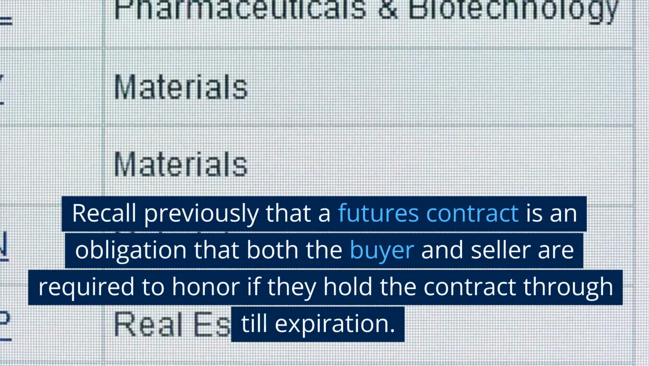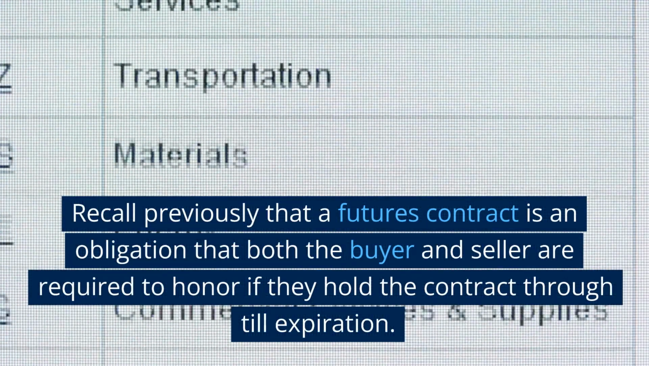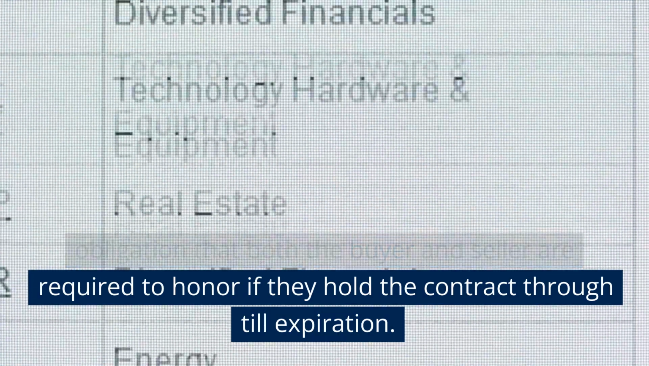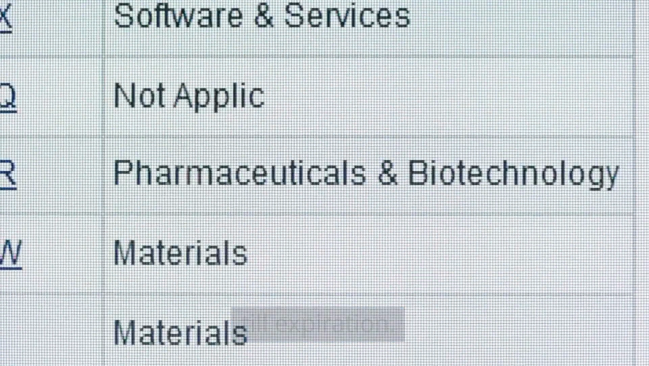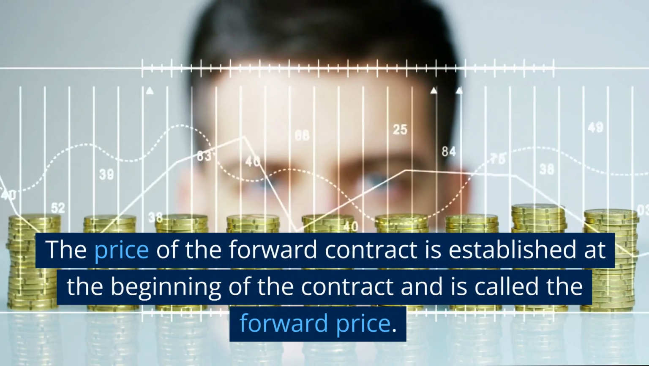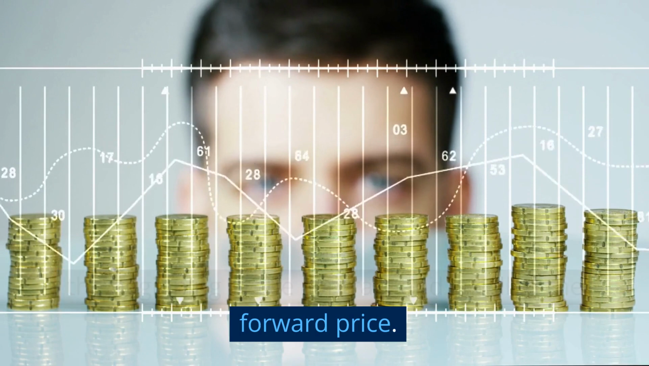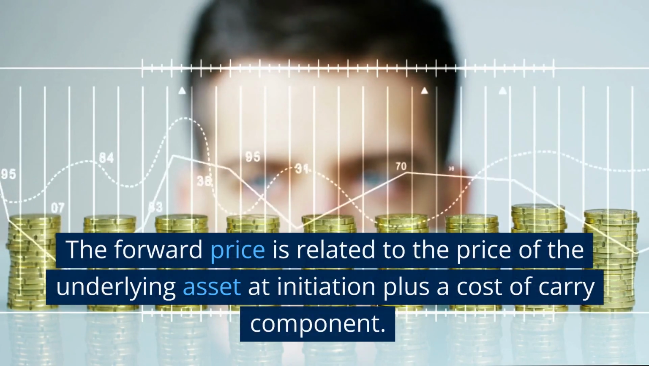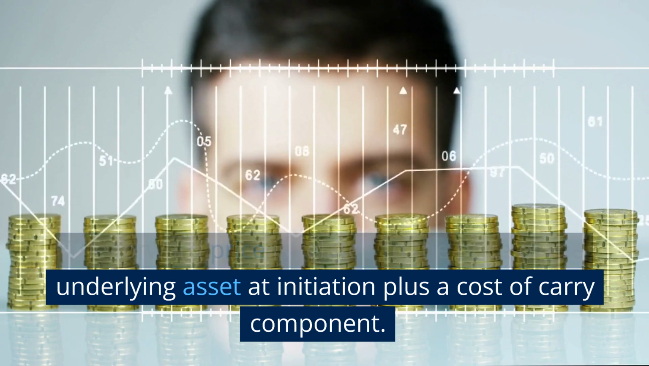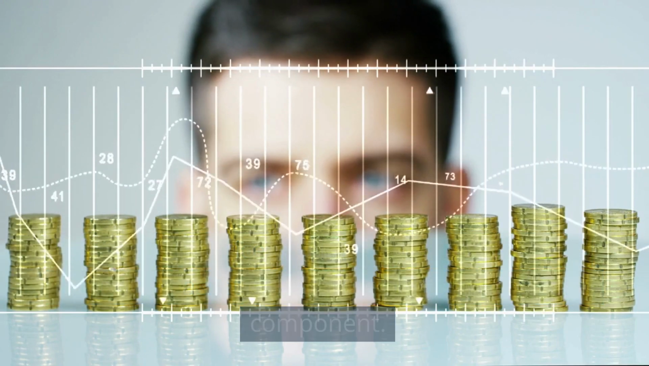Recall previously that a futures contract is an obligation that both the buyer and seller are required to honor if they hold the contract through till expiration. The price of the forward contract is established at the beginning of the contract and is called the forward price. The forward price is related to the price of the underlying asset at initiation, plus a cost of carry component.